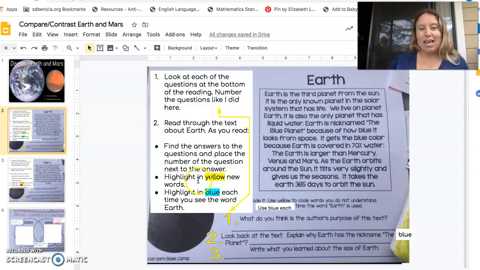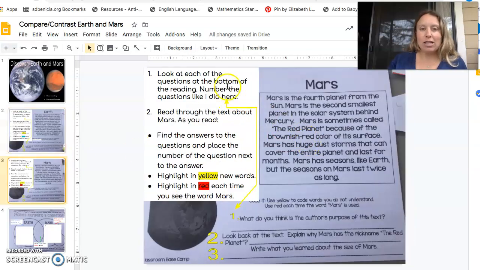And if you didn't have new words that you didn't know, maybe interesting words is a better way to put it. Okay, and then lastly, highlight in blue each time you see the word Earth. Now I know your paper says red, but that's silly because the next planet we're going to talk about is the red planet. So let's highlight in blue. Next instruction.